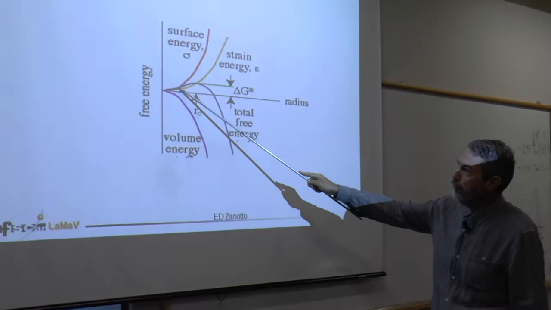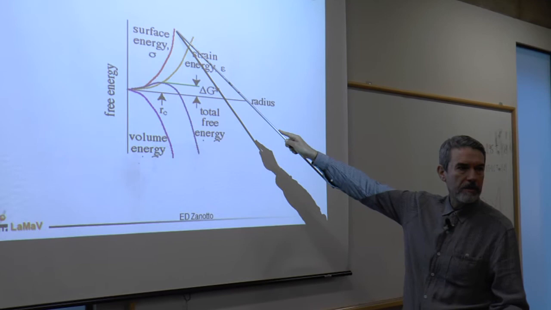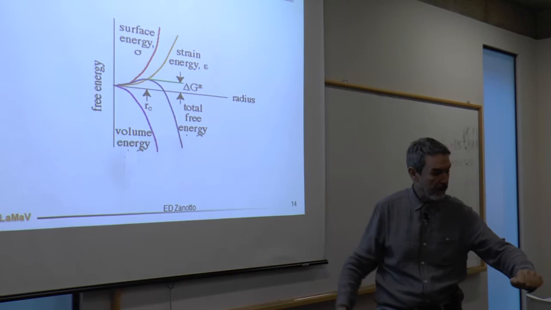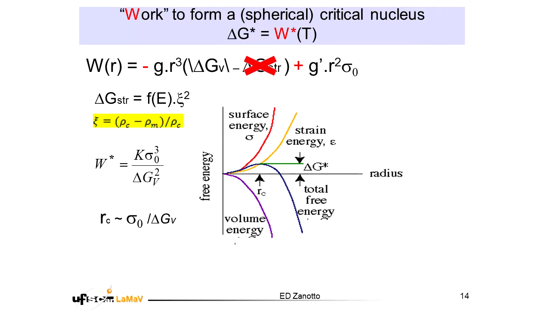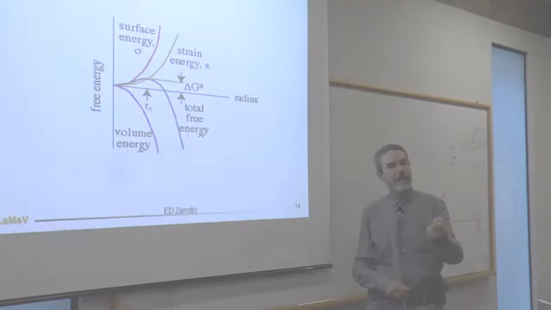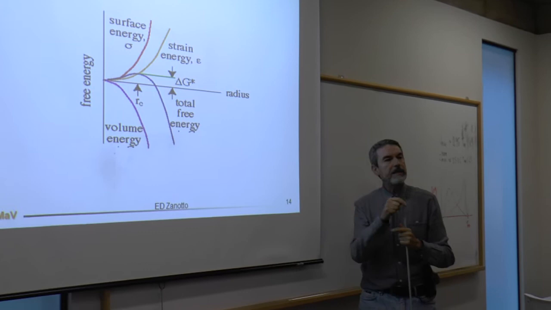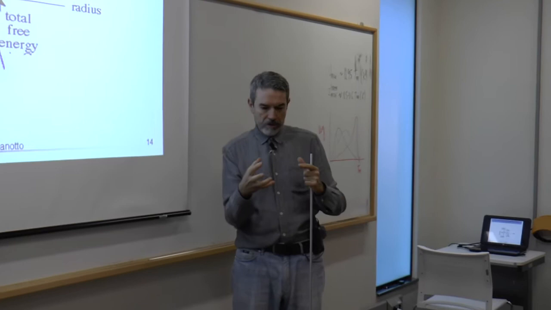So fluctuations form and their structure is similar to the structure of the crystalline phase. When they do that, a free energy term, which is positive, appears. We had no surface; this is a surface free energy. We have a new surface formed, so there is this positive term. There is also strain energy, because when a cluster forms, if it has a structure similar to the structure of the final crystalline phase, the mass density will be different from the density of the liquid. So there is some strain energy, which again is positive.